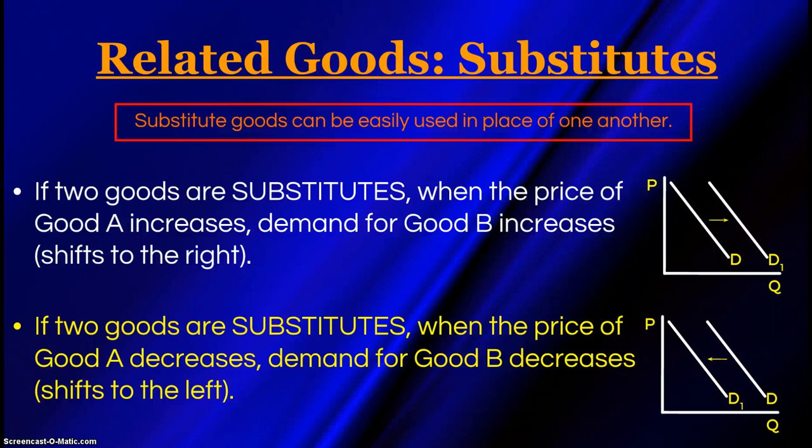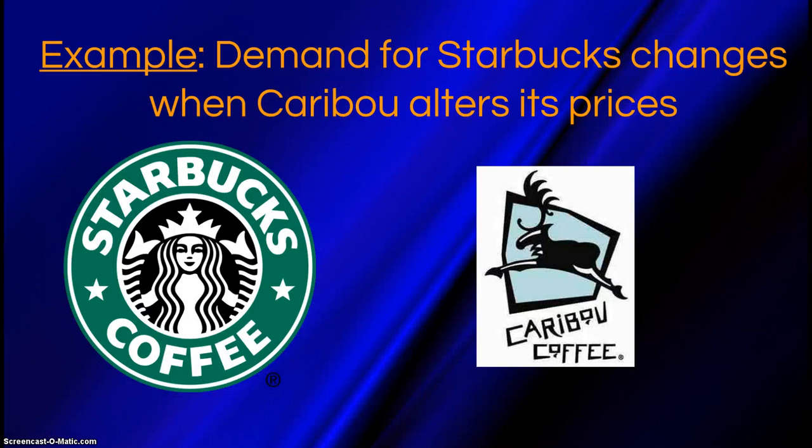The R in TIRES stands for related goods. There are two types of related goods, and the first is substitutes. Substitutes are things you can use instead of something else. So, for example, let's say that Caribou decided to double its prices for all their coffee drinks. That's going to cause demand for Starbucks to increase because people will want to go to Starbucks. Yeah, I would rather have that instead. It's a pretty similar thing.